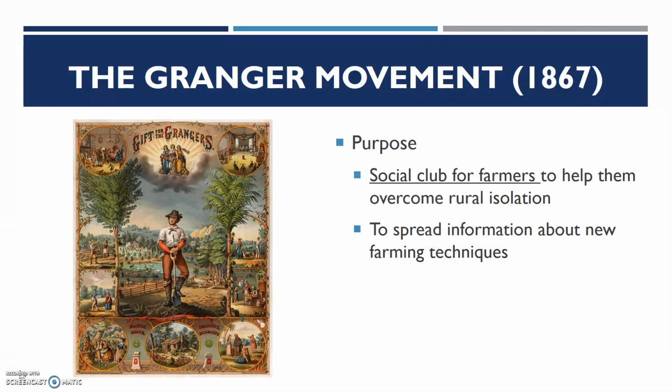So farmers got together to form associations to help them through the hard times. And they started the Granger movement in 1867. The purpose of this movement was to form a social club for farmers to help them overcome the isolation of living in these rural areas. So it was kind of like a club where they could come together and meet other farmers and socialize. They also were able to spread information about new farming techniques or machinery that was available.